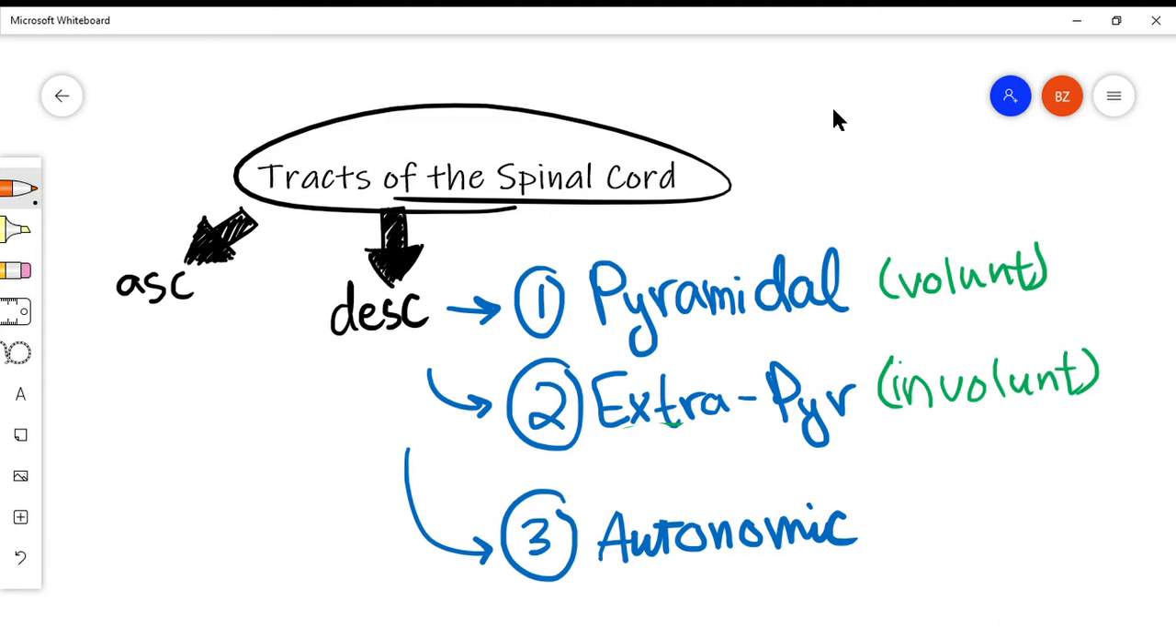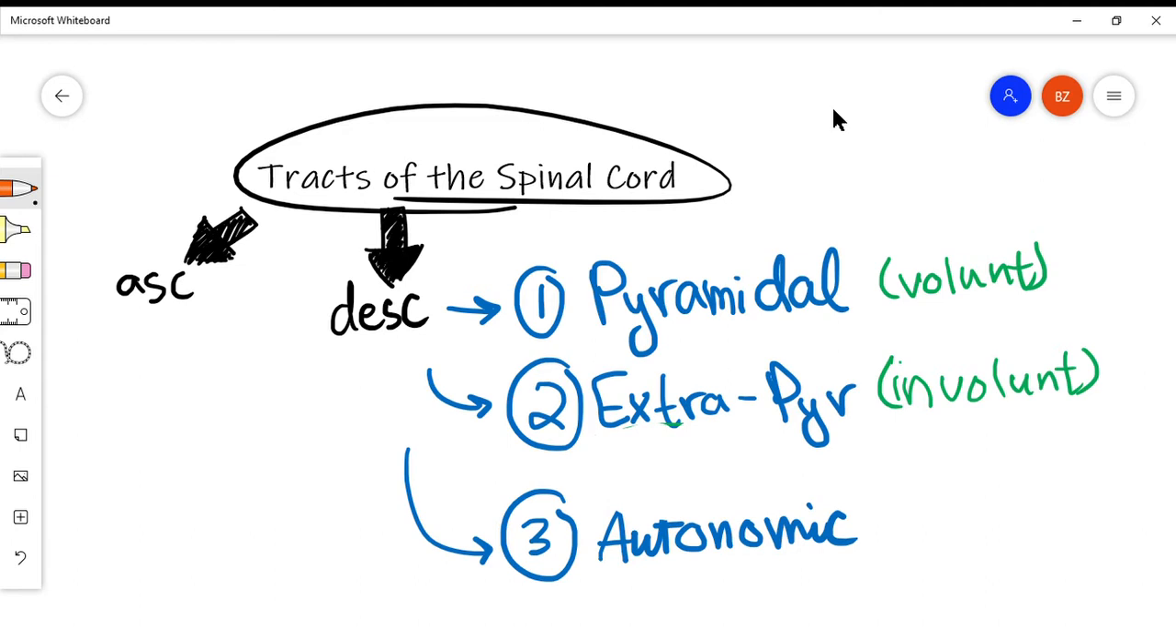Anyways, so the tracts of the spinal cord, as a quick introduction, are divided into three types: pyramidal, extrapyramidal, and lastly autonomic. Okay, so the pyramidal and extrapyramidal control skeletal muscles. However, the autonomic controls the viscera and the sympathetic and parasympathetic systems. Now we will focus on the pyramidal and extrapyramidal parts of the descending tracts of the spinal cord.